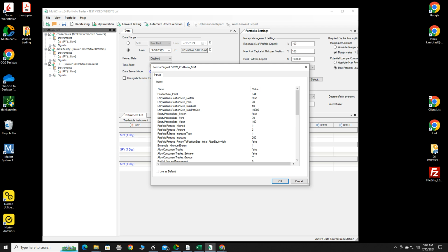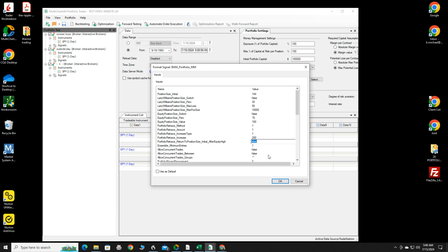Okay, so we're going to go to method 1. Instead of 3%, let's do 1%. In other words, we're not going to wait for a larger drawdown. A slight drawdown, we want to really jump on it and take advantage of it, with a 200% increase. But we're going to turn this to true: Portfolio retrace, return to position size initial after equity high.